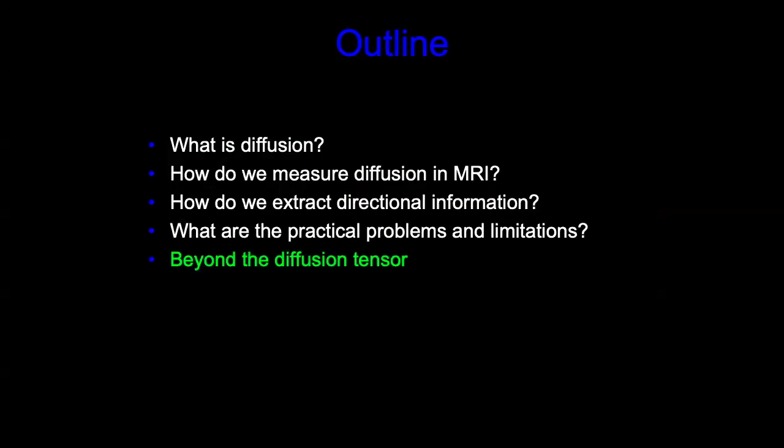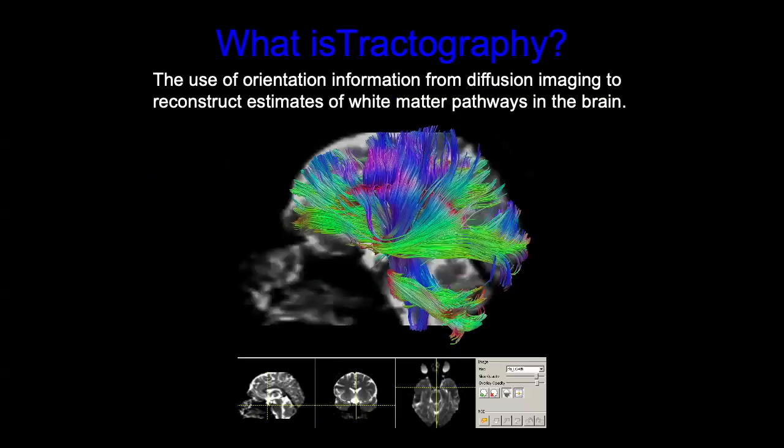Okay. So now I'm going to touch just a little bit about beyond the diffusion tensor. So most people, when they think about diffusion, will think about tractography. And so what is tractography? Tractography is the use of the orientation information from the diffusion imaging to reconstruct estimates of white matter pathways in the brain. So here's an example of some very beautiful tractography from our DTI data.